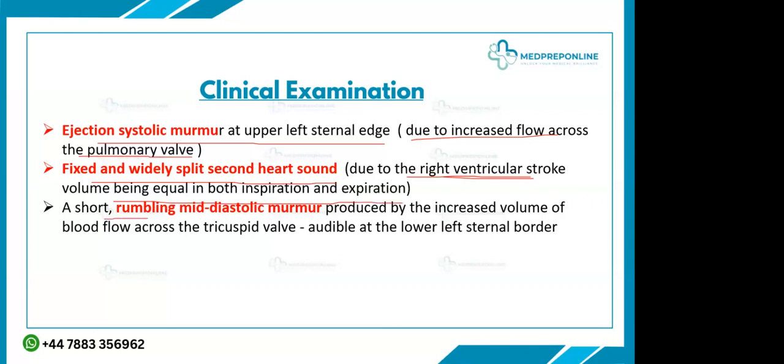And then there will be a short rumbling mid-diastolic murmur produced by increased volume of blood flow across the tricuspid valve, audible at the left lower sternal border. It may be present or may not be present. It is not possible to differentiate it much, but it is almost present in each congenital heart disease where there is very much increased blood flow. But these two things are pathognomonic for the atrial septal defect, which you need to remember, and they will give you in the scenario.